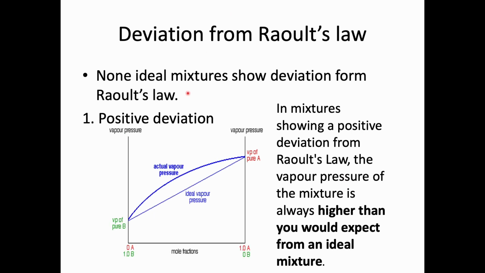However, for your non-ideal mixtures, you have two types of deviation. Your first one is your positive deviation, and this is where the actual vapor pressure is higher than you would expect. And this has to do with the fact that the intermolecular forces of your mixture is weaker than the intermolecular forces of your components used to form that mixture. Let me bring in some letters.